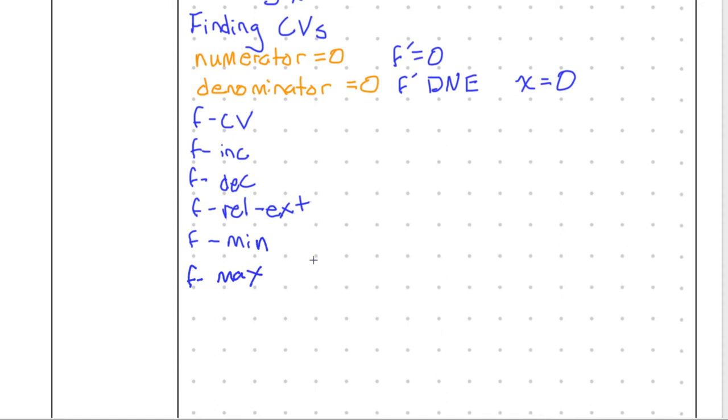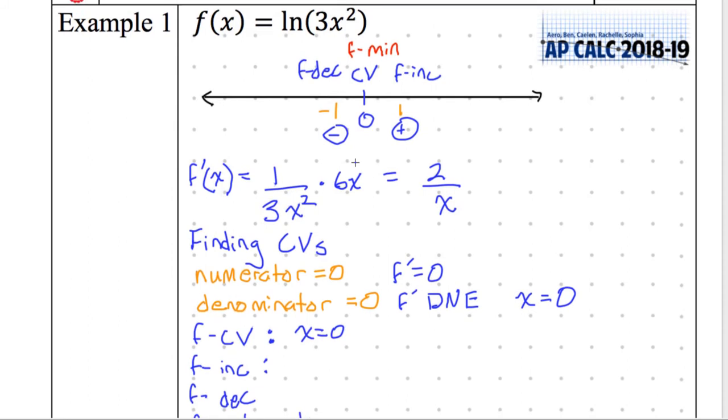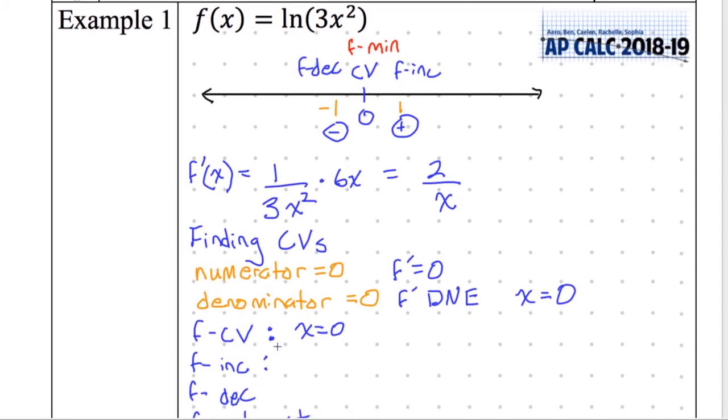So now we can find 6 things after these notes. Double the amount. So our critical value: x equals 0. There it is. F is increasing where? When x is greater than 0. And another way of saying that in interval notation is what? 0 to infinity.